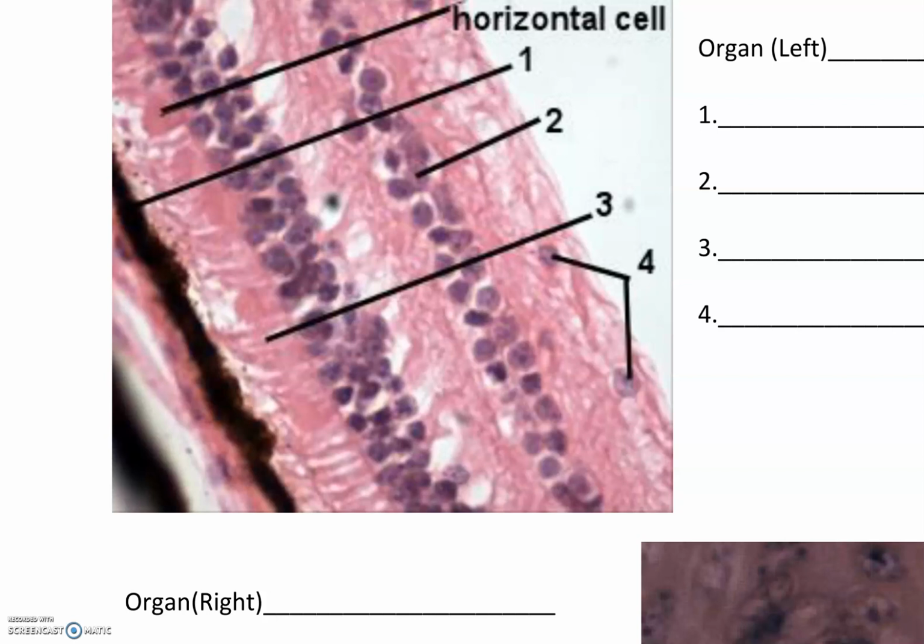So I always either look for the choroid or the layer that has the most nuclei on it, because this one has the most nuclei. That has to be the rod and cone layer. Then the next one's bipolar. Then ganglia cell layer. There's only going to be a few ganglia in most of them.